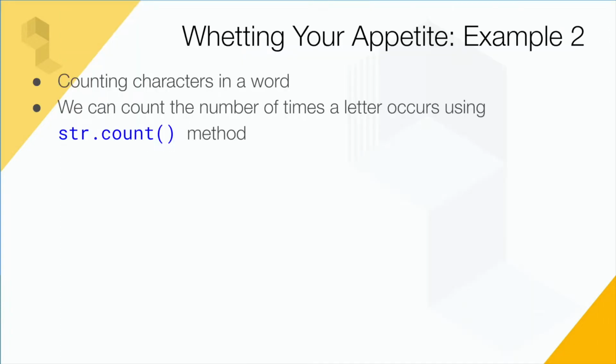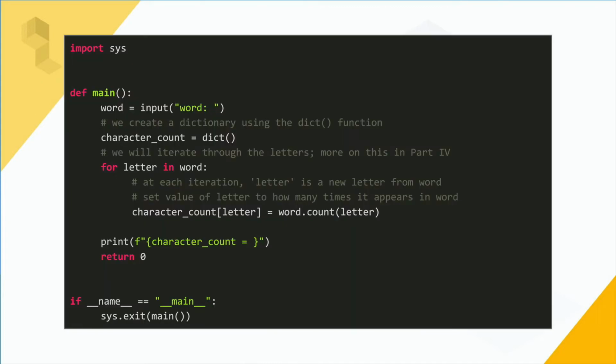Example 2, counting characters in a word. Consider an ordinary word like umbrella. We would like to count how many times each character occurs in it. To do this, we will use the string count method to help us. Links are provided in the instruction manual.